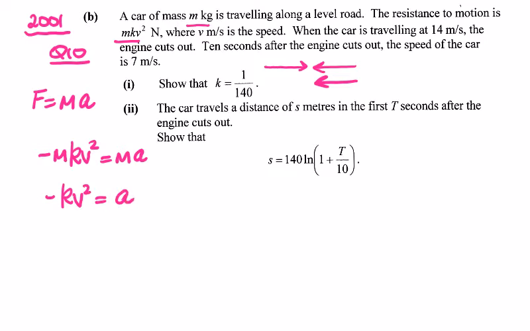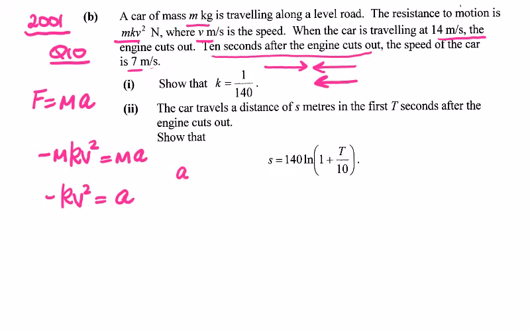What are we dealing with here? Obviously v. The car's traveling at 14, the engine cuts out, and 10 seconds after the engine cuts out, the speed of the car is 7. Just make sure you can see the 7. Okay, well, what are we dealing with? Time here. It seems to be dealing with time.